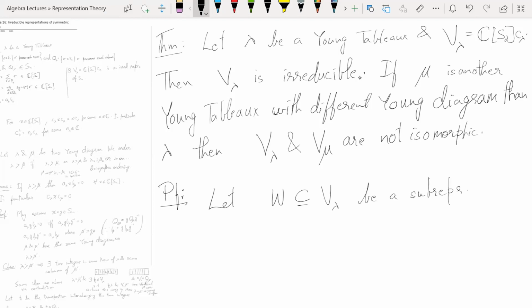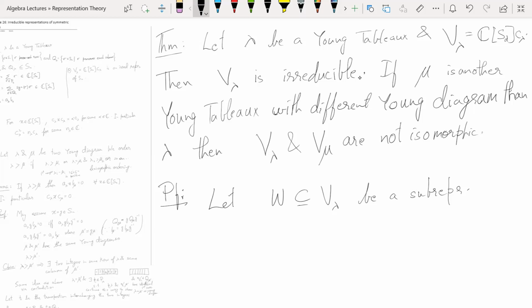So we want to show that W is either the whole of V lambda or 0. So you know how things work here. W is a subset of V lambda and is a sub-representation. It's a submodule of CST, and V lambda is an ideal. So it means W is also an ideal.